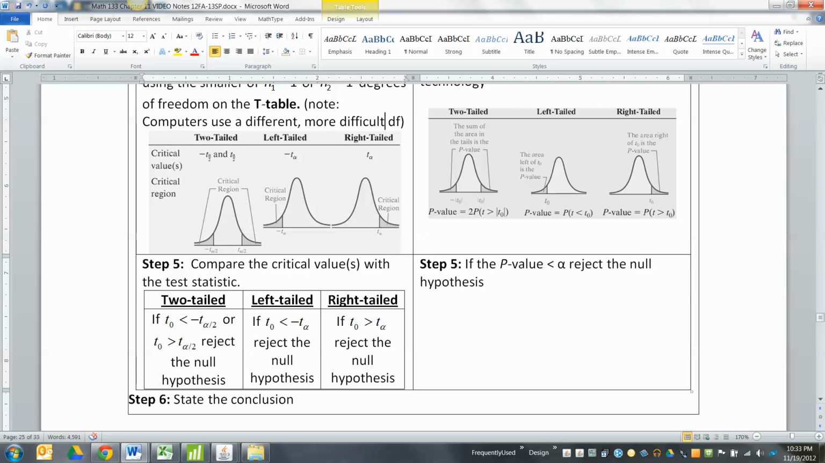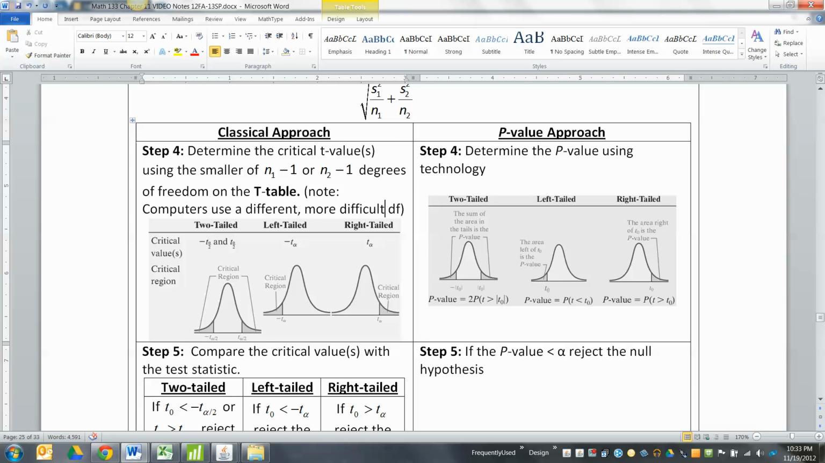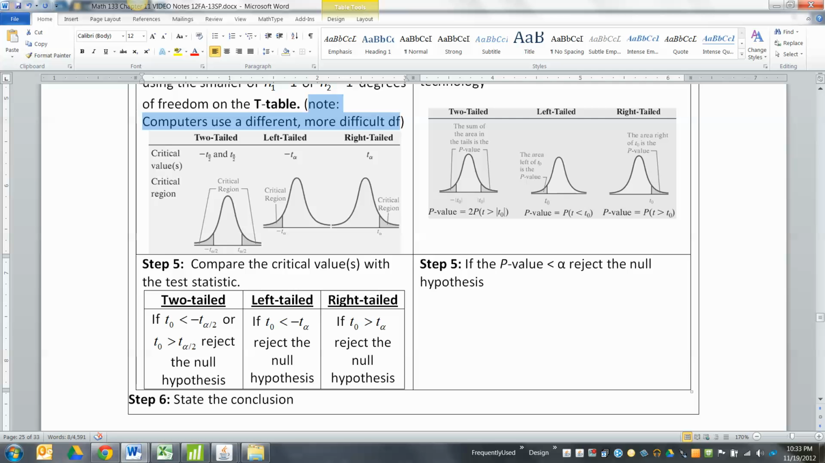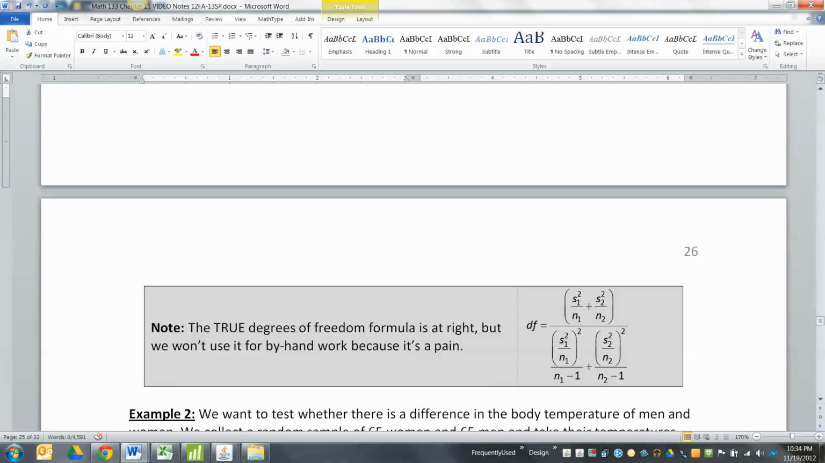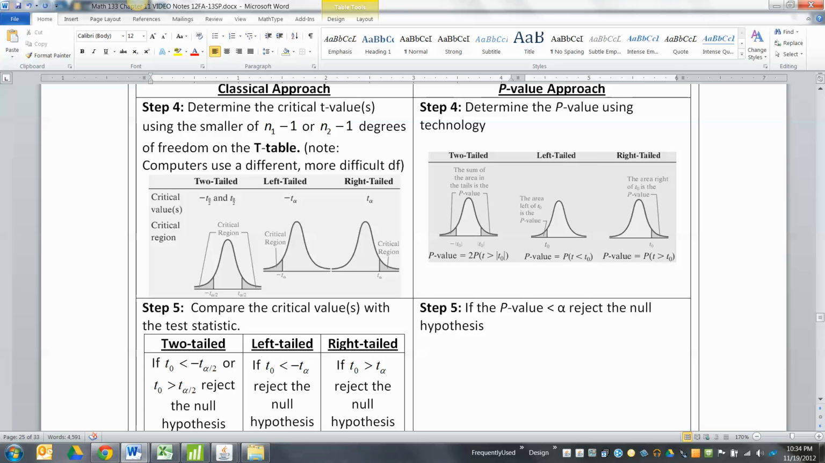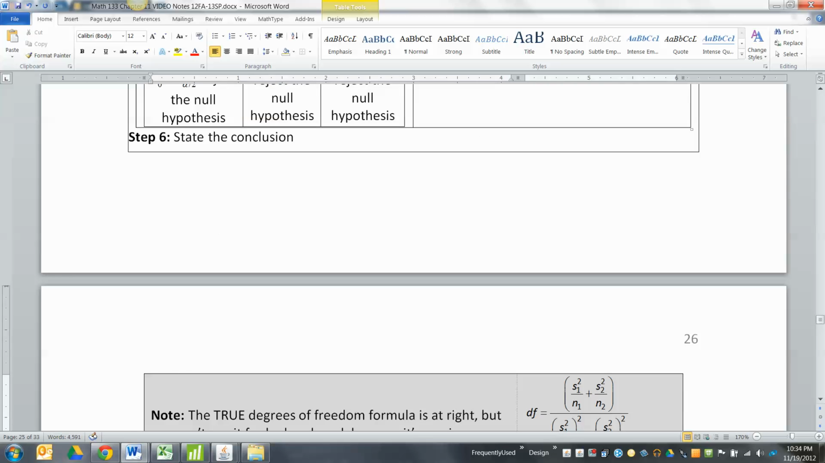The real degrees of freedom, and actually there's some issues even there, because you can change how degrees of freedom is dealt with depending on whether your variances are the same, and it becomes a mess. So the true degrees of freedom formula is right down here. I put it on the next page just because I wanted to show it to you and show you how god awful that thing is. We are not doing that by hand. We're not putting that in a calculator, none of that.